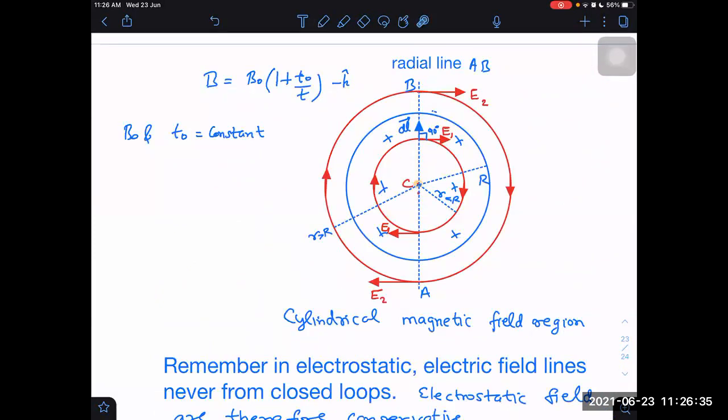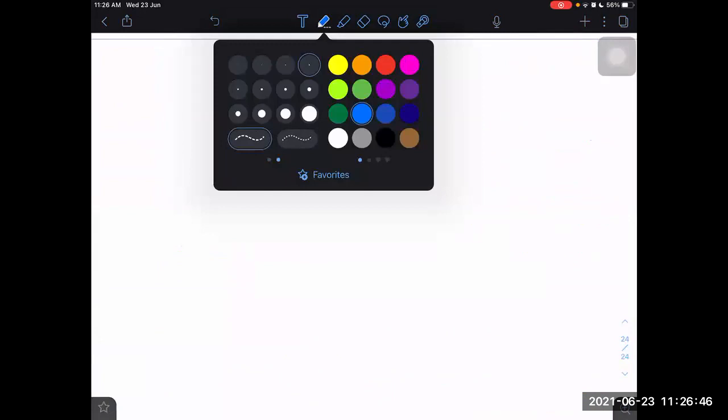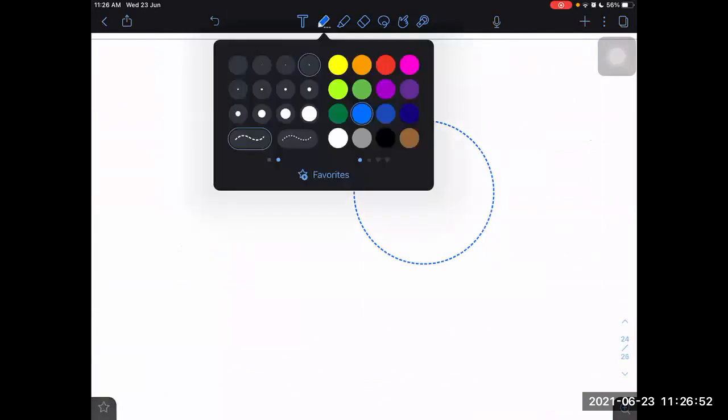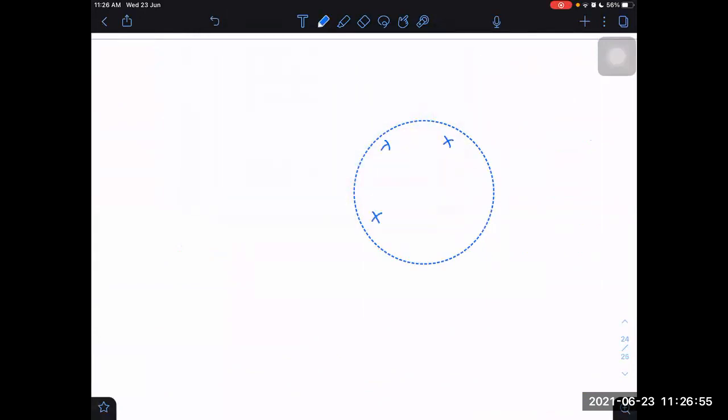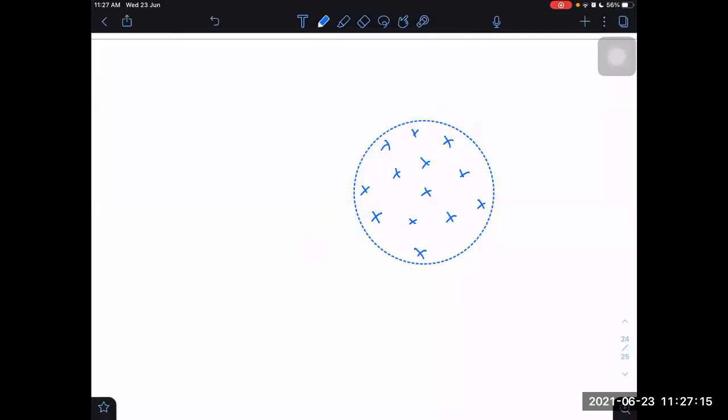Then, keeping this idea in mind, I will ask you a few questions and I hope you will be able to answer those. You just remember this idea only and then you try to answer the question which I am going to ask now. Consider a magnetic field region. Again, magnetic field into the plane. And take some radial lines passing through the center. Or maybe I am giving you a loop in which you have to find out EMF.